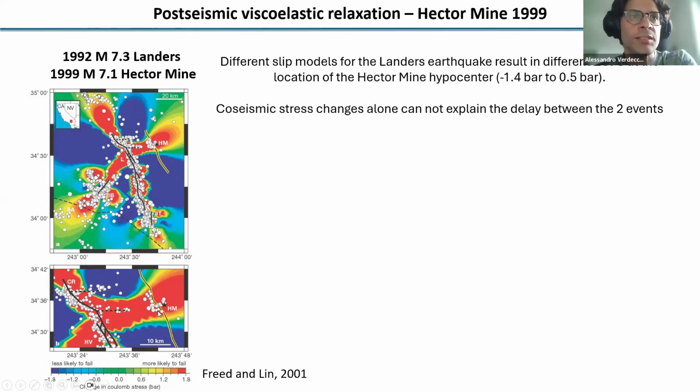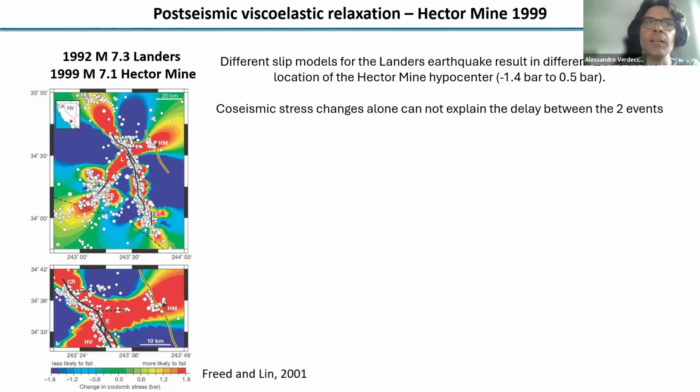What you can see from the simple model is that already with coseismic stress changes, you could theoretically explain the interaction between those two events. But the authors of this paper, Freed and Lin, found that, again, using different slip models for the Landers earthquake resulted in different results. So some models were showing that the Hector Mine hypocenter was located in an area of stress decrease, other models of stress increase. And their first conclusion was that coseismic stress changes alone could not explain the delay time between those two events.